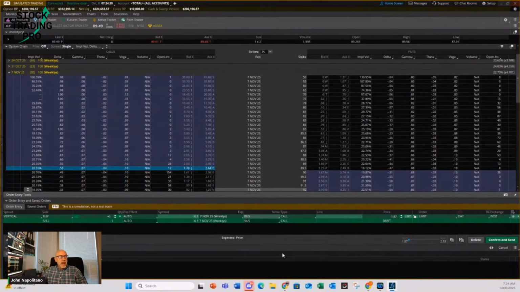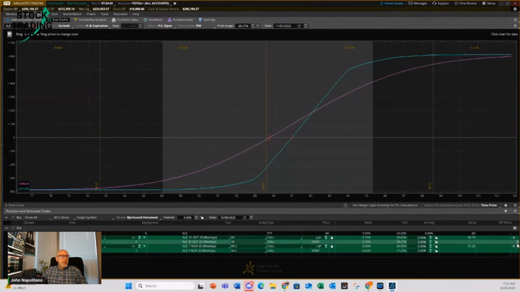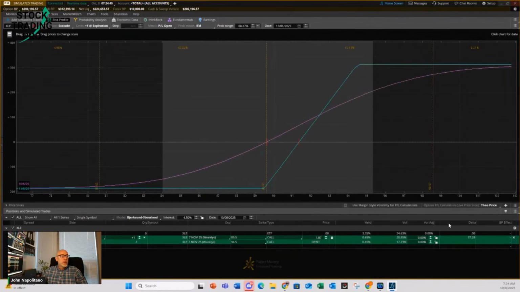I'm going to show you exactly what I'm talking about. I always like to do this, and I always like to make sure that I know how much I'm paying, which is $1.87, which is $187. And then what's my ultimate reward? If it reaches my target of 94.5 by November 7th, my total reward is going to be $313. So I'm risking $187 to potentially make $313.